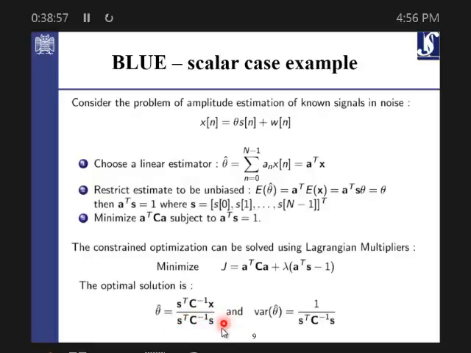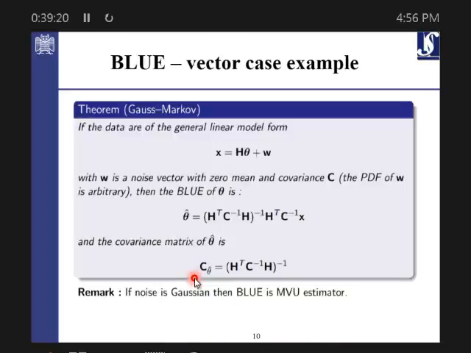And this value in the denominator is actually normalizing by the variance. So 1 over this is the variance of that estimate: S transpose inverse covariance matrix times S. That's your estimate in the BLUE scalar case. And we can generalize that to the vector case.